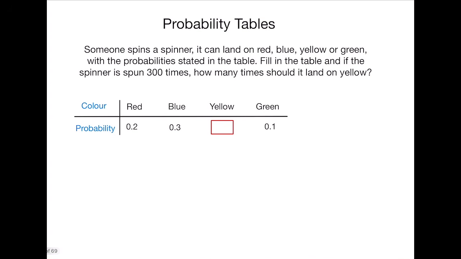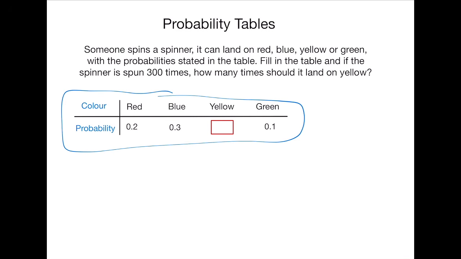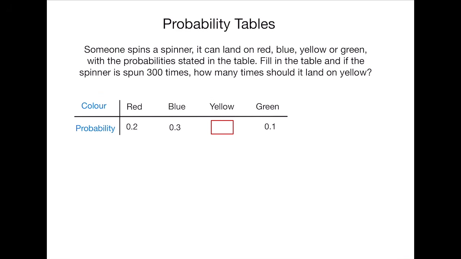Probability tables, another variant of the probability trees which you could see. Now, before anything, if you see this, just know all those probabilities have to add up to 1. So adding those 3 up, we get 0.6, so yellow must be 0.4. Now if you have a look at the rest of the question, fill in the table, and if the spinner is spun 300 times, how many times should it land on yellow?